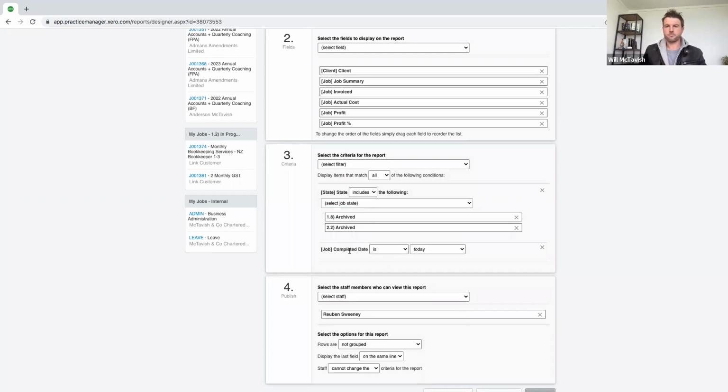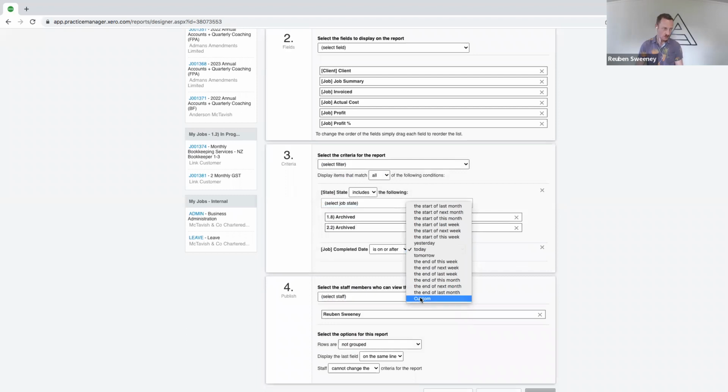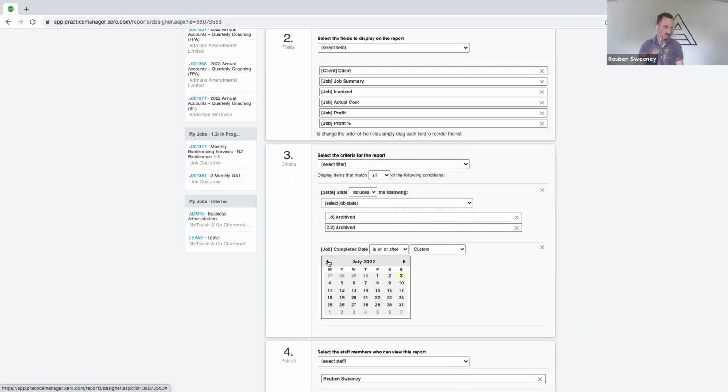When we're putting in dates into our report builder here, we want to kind of bracket it. So I'm going to say job completed date is on or after some beginning date. And I like to use a custom date range. Gives me flexibility. This is a demo account, so I don't know how much data is in here, but we'll have a look.